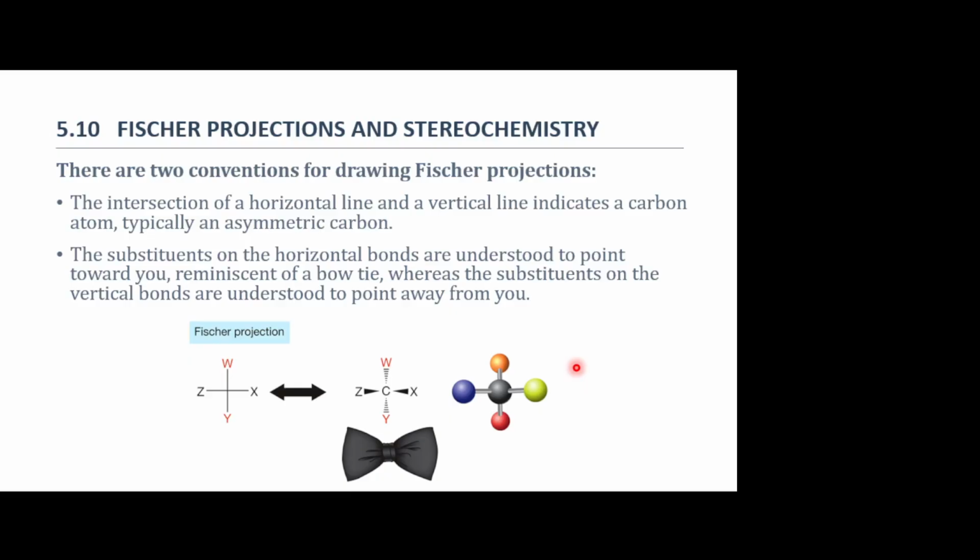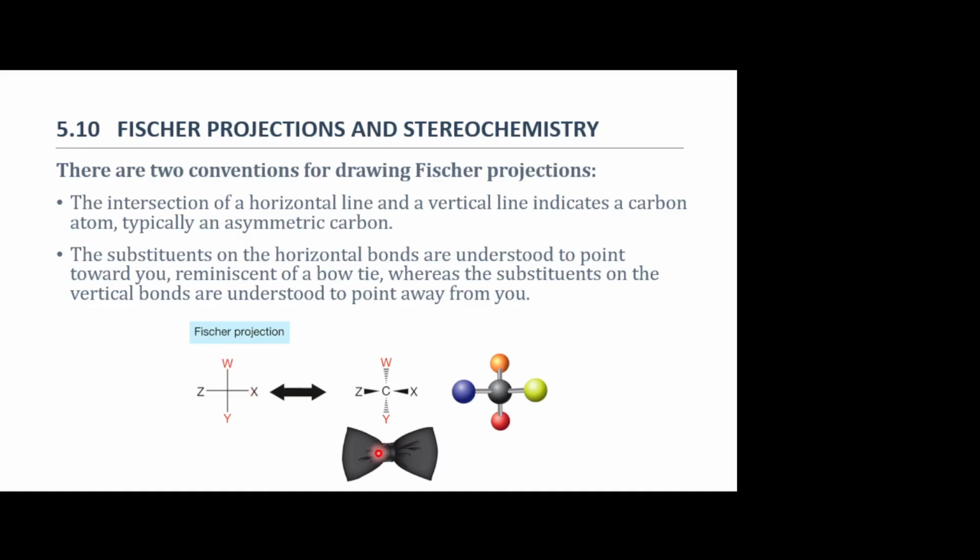Okay, so there's actually 2 conventions for drawing Fisher projections. That's what we were talking about, the sugars. Those were Fisher projections. And so the intersection of the horizontal line and the vertical line is going to indicate your chiral carbons. Those are going to be your asymmetric carbons. So when you see 2 lines crossing in a Fisher projection, this will indicate that chiral, asymmetric carbon there in the middle. The substituents on the horizontal bonds are going to point towards you.